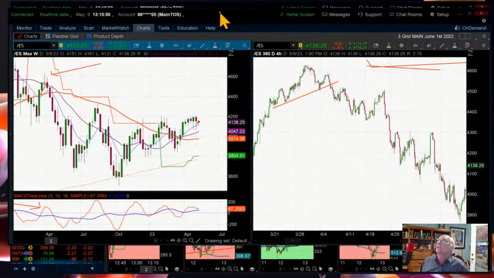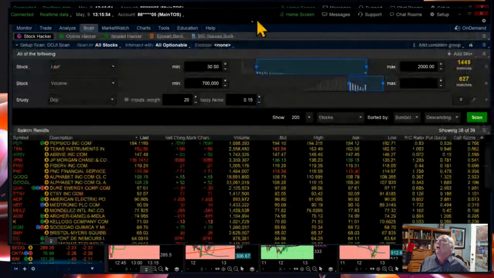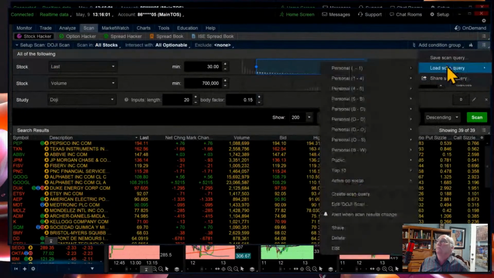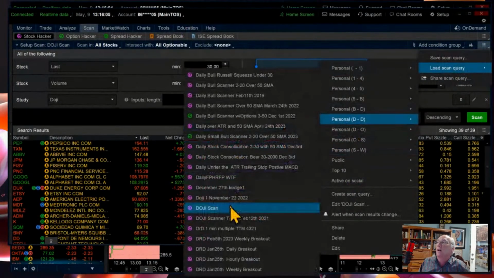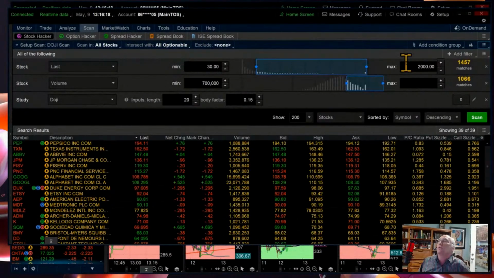I want to show you just a simplistic scan. So this is a doji scan. I have a lot of doji scans because I'm always trying to modify, but this is one I did. All optionable stocks. A lot of times I just take my main list, which is most of the most active. So I took stocks between 30 and 2,000.